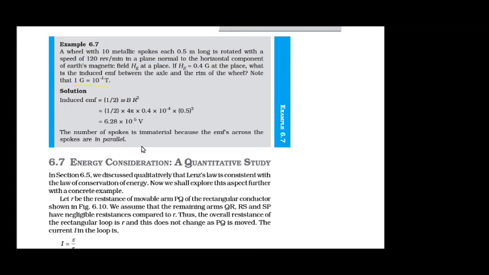So induced EMF is equal to half omega B R square. You remember this formula. Induced EMF is equal to half omega B R square. We have derived this expression in the second method just before this sum. So put the values here: for omega you put 2 pi nu, and put all the values, and you will get the value of the induced EMF.